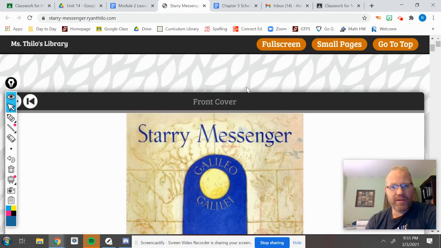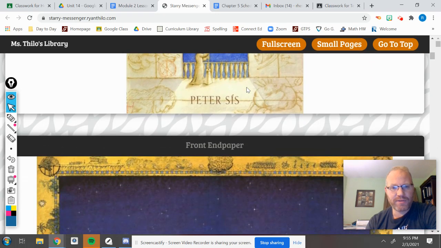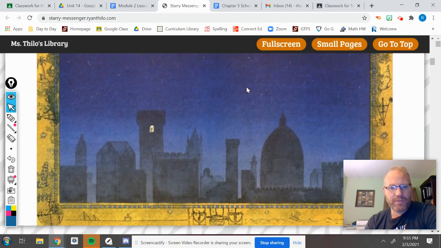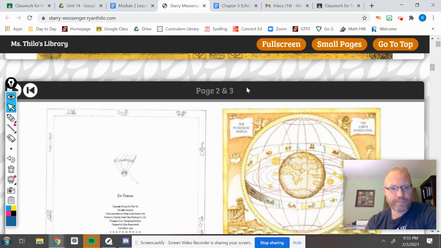All right, so starting with our front and page 1. So page 1 coming up. It's really page 2, but there you go.